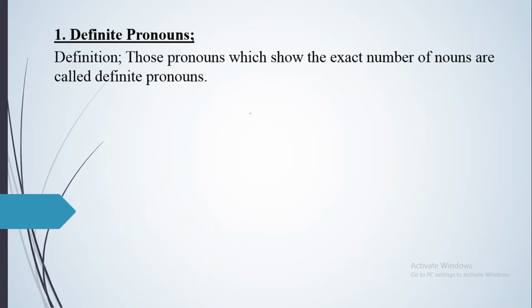Definite pronoun definition: those pronouns which show the exact number of nouns are called definite pronouns. What do we mean by the word exact number of nouns? Any noun which we know about. For that, you will be using the personal, demonstrative, interrogative, and emphatic interrogative pronouns. These are all known as definite pronouns, which are used in the place of an exact number.